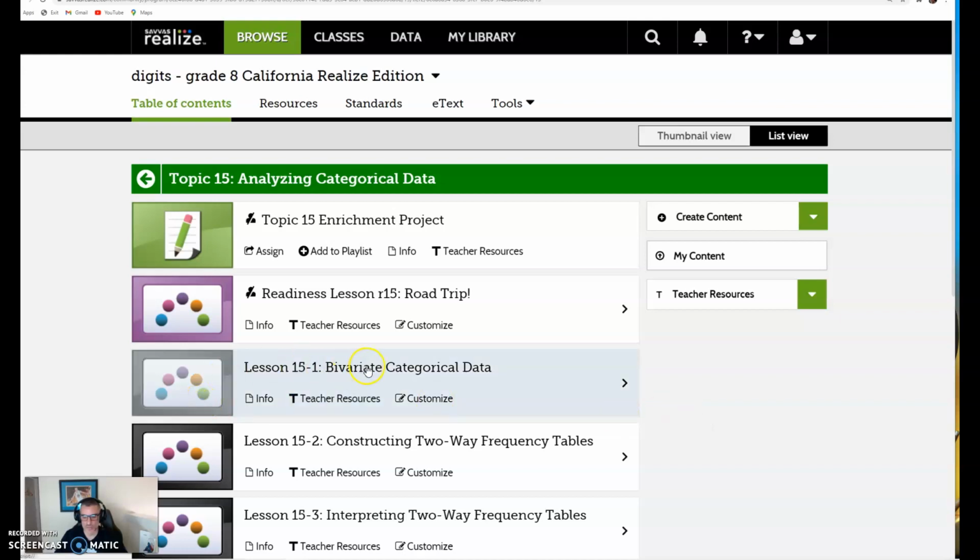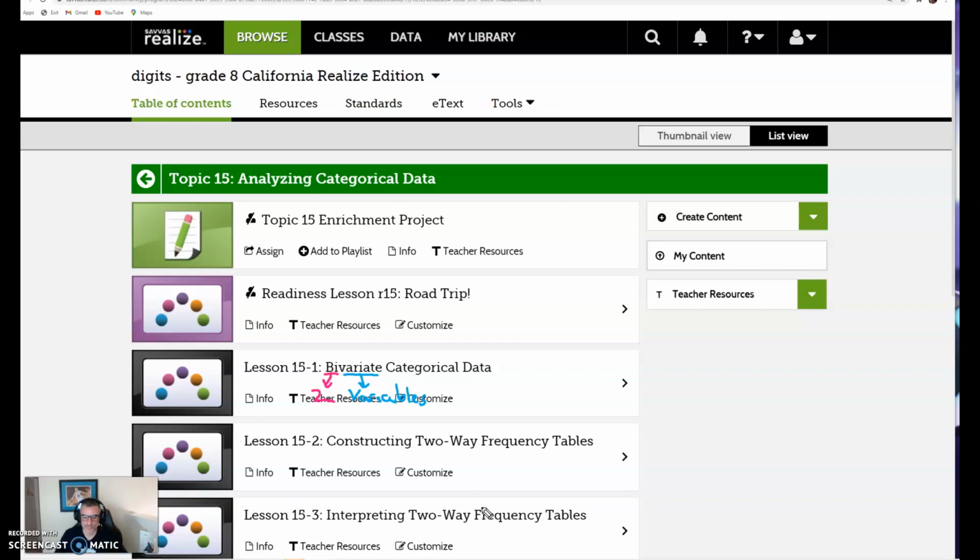So 15-1 is about bivariate categorical data. I know that sounds really impressive here, but let's break this down. Bi means two. Variate just means variables. Okay, so we're just looking at two variables that we can then fit into different categories and analyze the information and look for patterns.